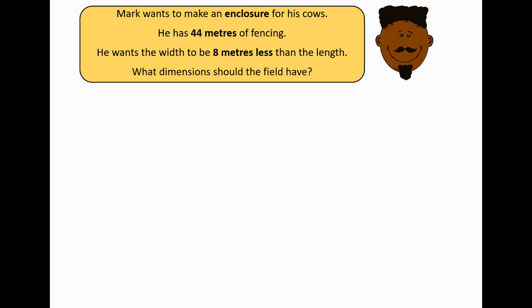Okay, let's look at one more example. Mark wants to make an enclosure for his cows. Okay, let's say for instance these enclosures are just basically rectangular gates. Okay, he has 44 meters of fencing. He wants the width to be 8 meters less than the length. Okay, what dimensions should the field have?